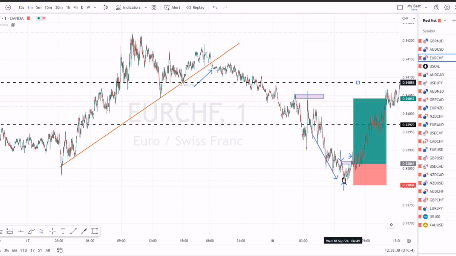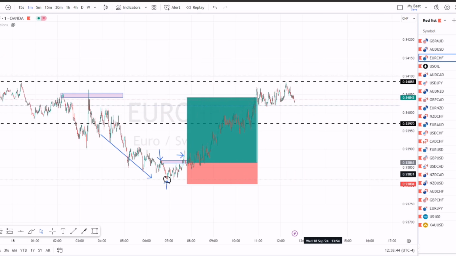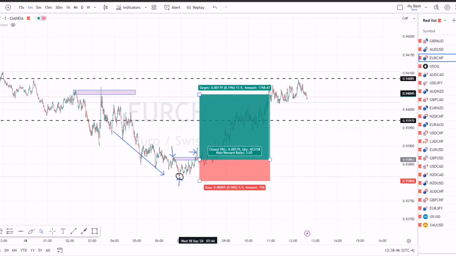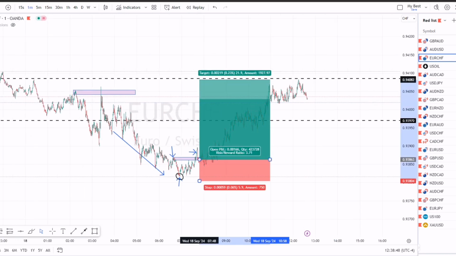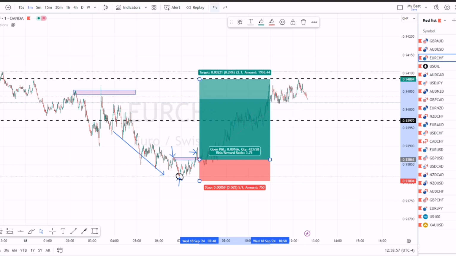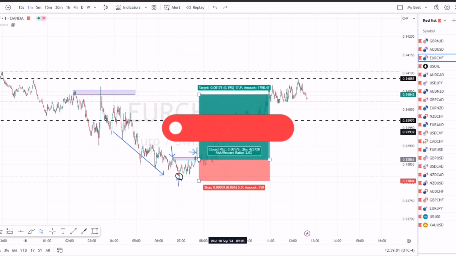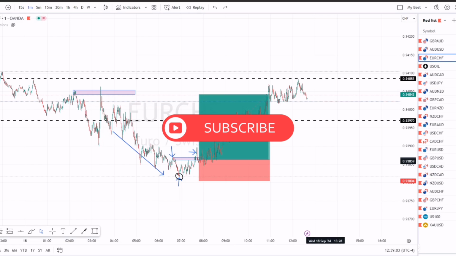So I wouldn't be wrong to have my TP around this region. Okay, around that region, and you can see that price managed to go up that far, but it's always safe to be a little bit lower than that. Okay, so I'm happy with this target. Okay, so that was it, my friends.